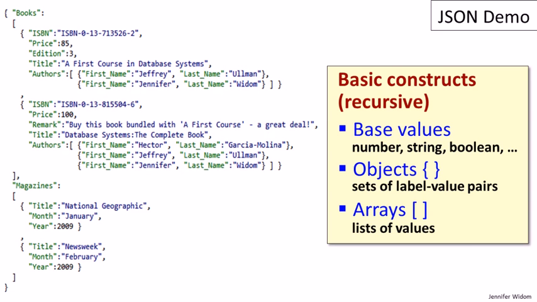A reminder of the basic constructs in JSON. We have the atomic values such as integers and strings and so on. And then we have two types of composite things. We have objects that are sets of label value pairs, and then we have arrays that are lists of values.